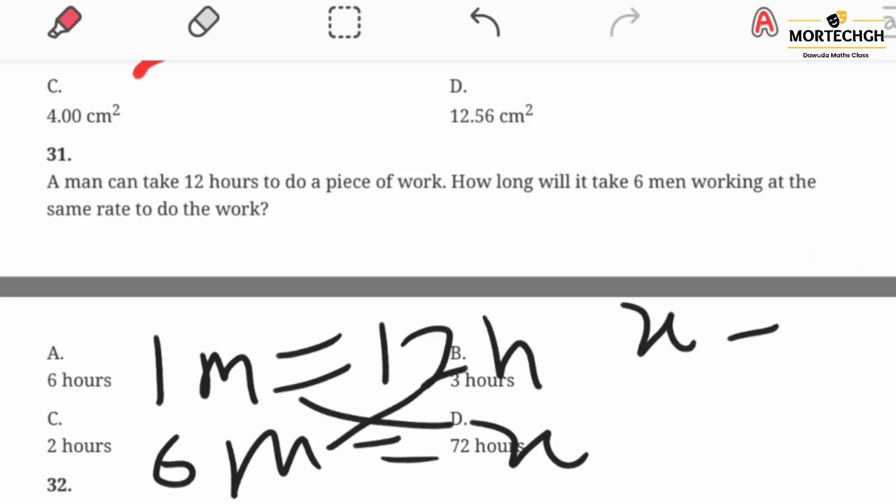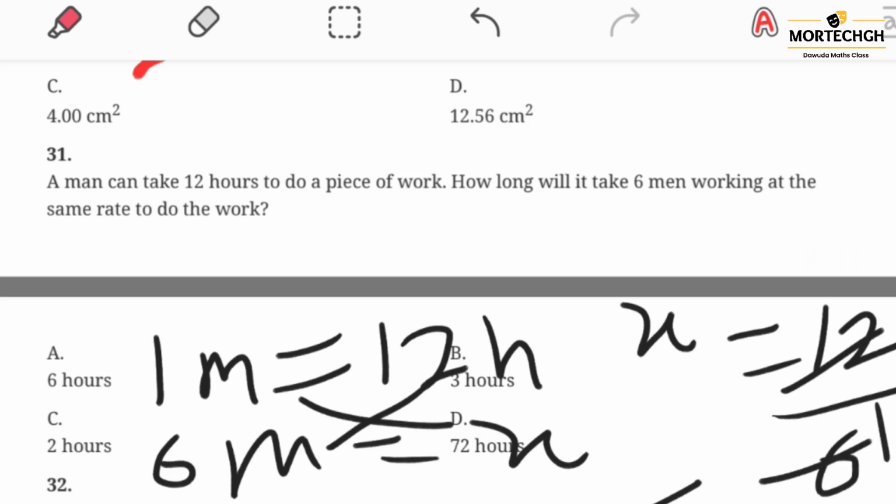X is equal to 12 all over 6. Therefore x is equal to 2 hours. So the answer there will be C.